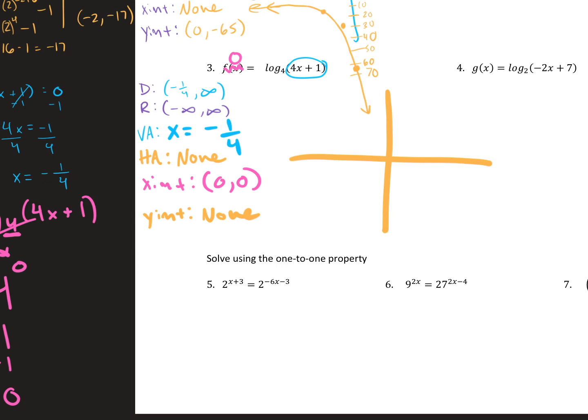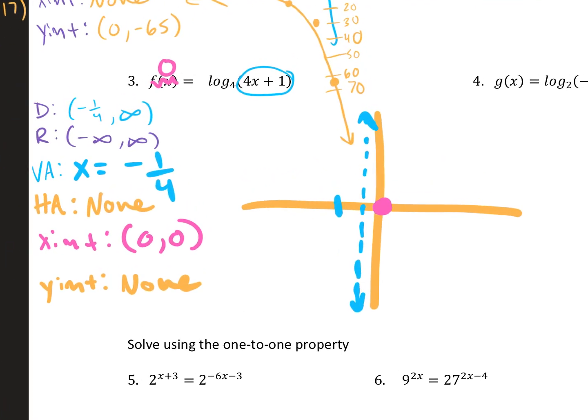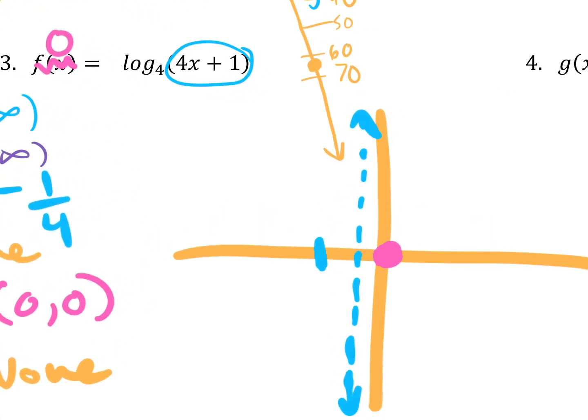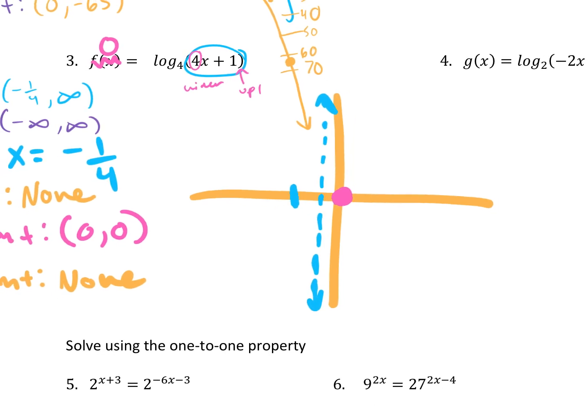So we start by plotting our x-intercept and our vertical asymptote. So my vertical asymptote is a vertical line through 1/4. So if that's 1, it would go here. So it's important for log graphs to know your transformations. That way you know which direction your graph is going to go. So if I multiply x by 4, what does that tell me? It's going to be wider. And then if I add 1, up 1. So just for logs, I think it's good enough just to know the direction.